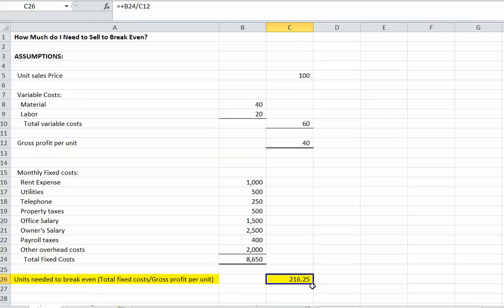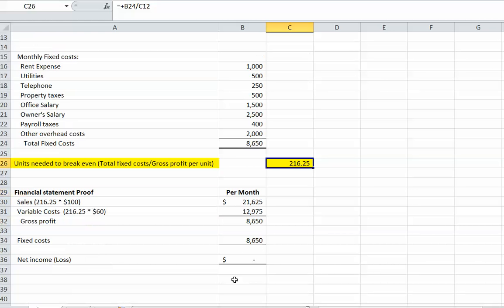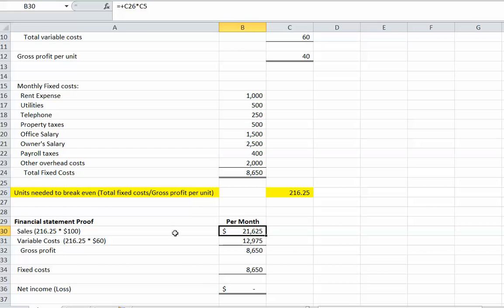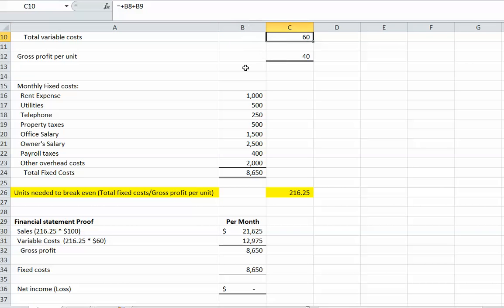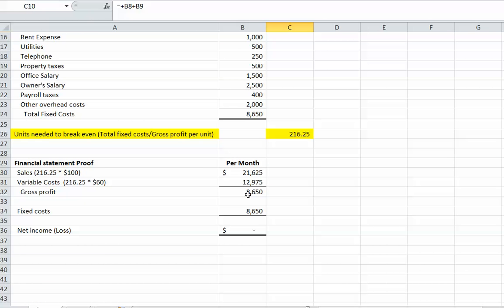Now, if that's hours, that's how many hours I need to do. If it's units, that's how many units. Whatever I'm selling. All right, that's how you calculate it. Now you prove you're right by doing a simple little financial statement. I'm going to take $100 per unit times 216.25, which is $21,625 in sales. My variable cost, the same 216.25 units times my total variable cost of $60. That's the total material and labor. Gets me a total variable cost of 12,975, a gross profit of 8,650, subtract my fixed costs, same.